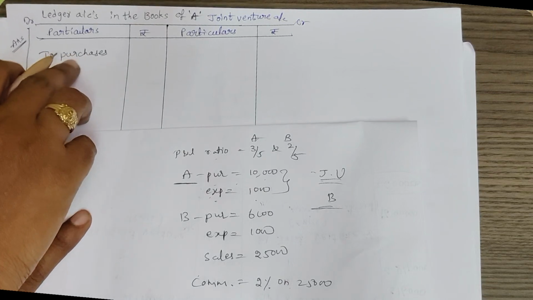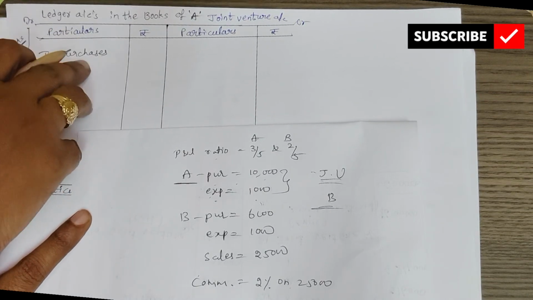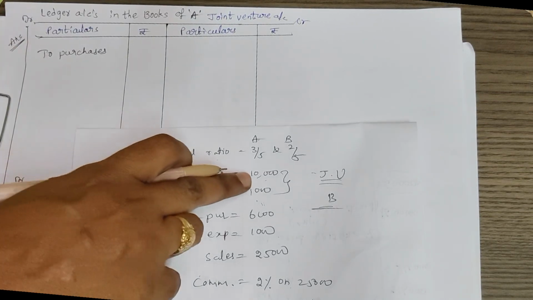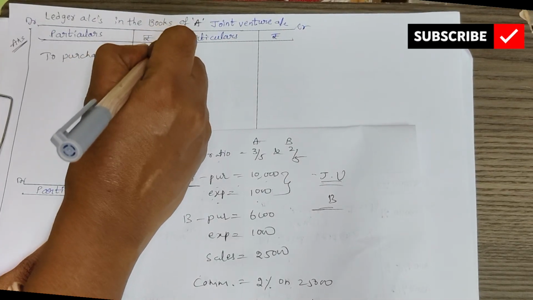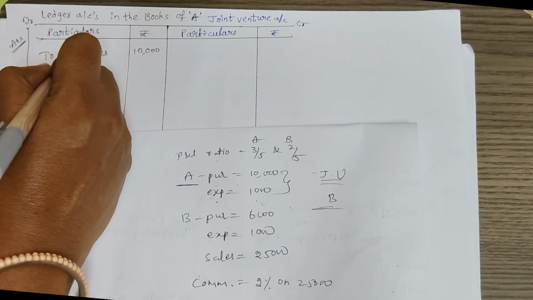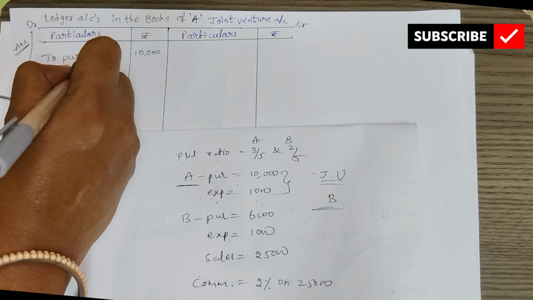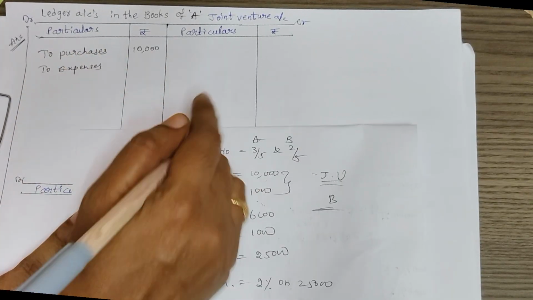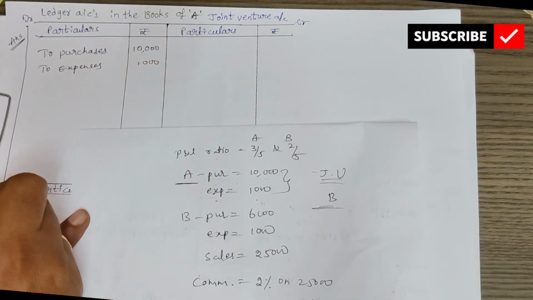Why we are writing purchase? Because these purchases are made by A, 10,000 rupees. Next, expenses. How much expenses? 1,000. Okay.